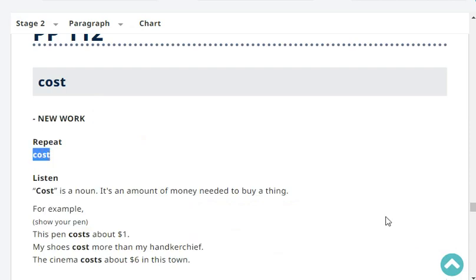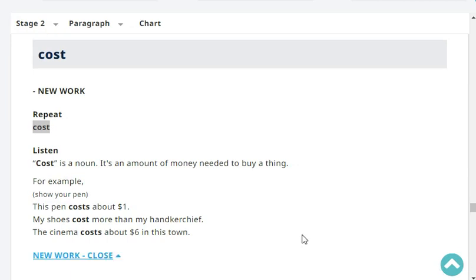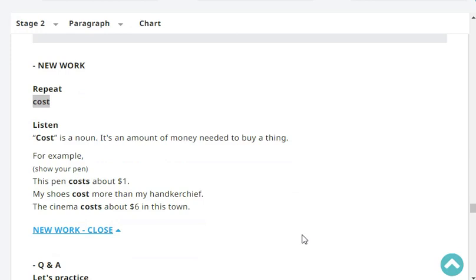Okay, next repeat: cost. Very good. Okay, listen. Cost is a noun. It is an amount of money needed to buy things. For example, this pen cost $1. My shoes cost more than my handkerchief. The cinema cost about $10 in my town.